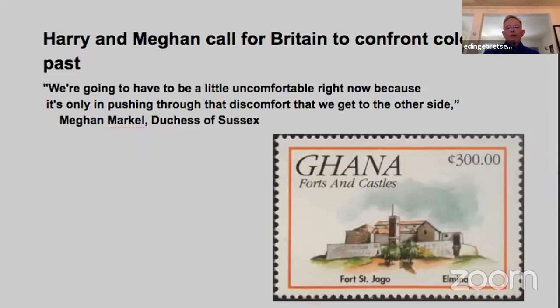Harry and Meghan call for Britain to confront the colonial past, even at the same time that they have Ghana's Elmina Castle, the slave castle fort, on one of their stamps.